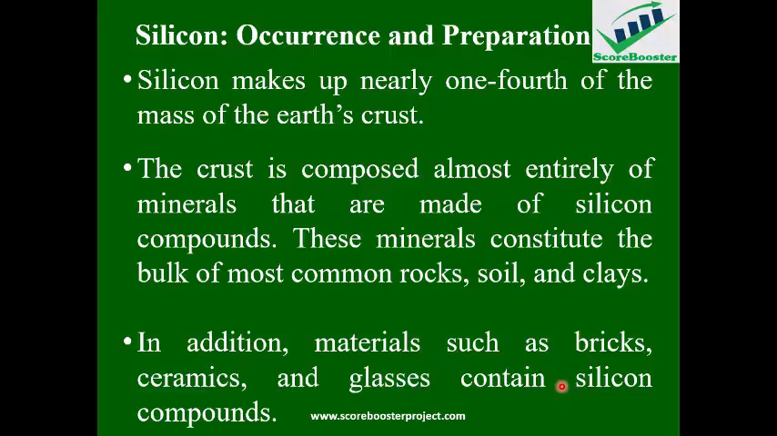The second reason is there is still a strong reaction between silicon and oxygen. Oxygen is again in the atmosphere, in the earth. So silicon can also react with oxygen to form silicon oxide. So all those things contribute to making silicon abundant in the earth crust. So the crust is composed almost entirely of minerals that are made of silicon compounds, as I've explained. So all those minerals constitute the most common rock, soil, and clays in layers and chains like that. In addition, materials such as bricks, ceramics, and glasses contain silicon compounds.